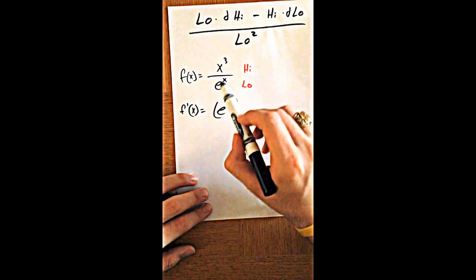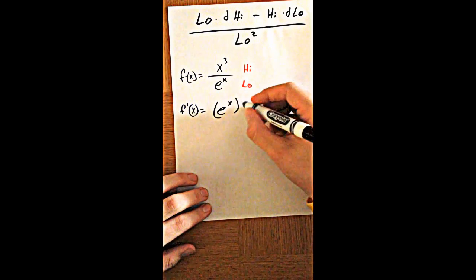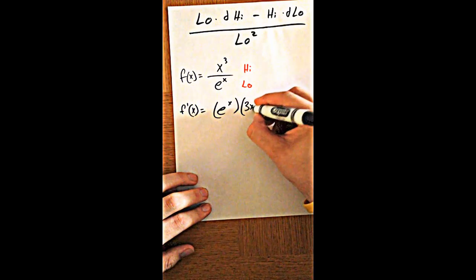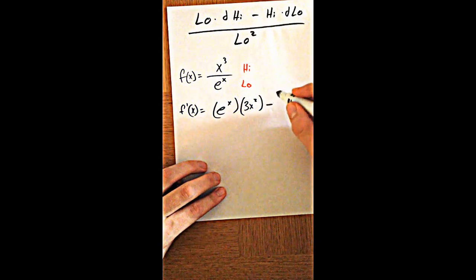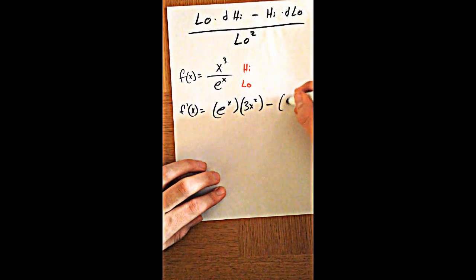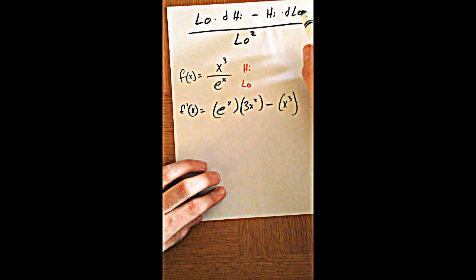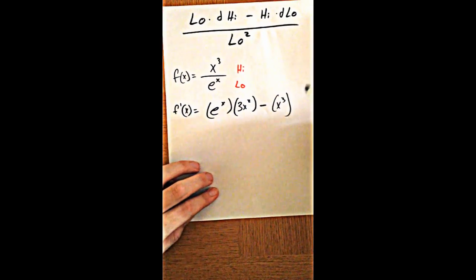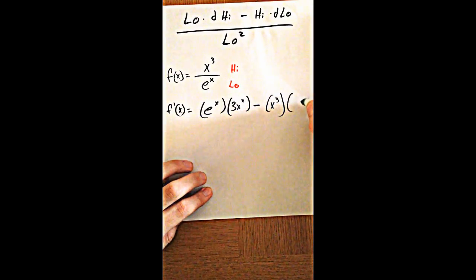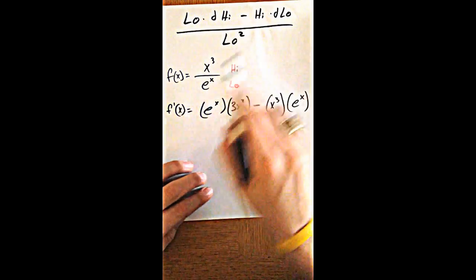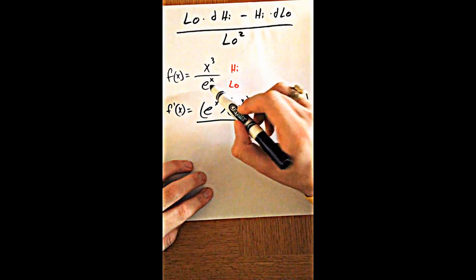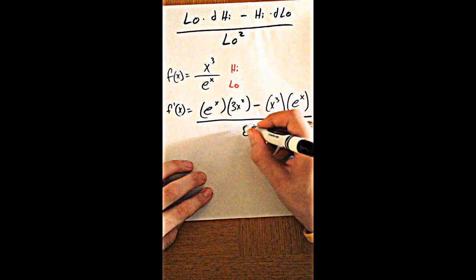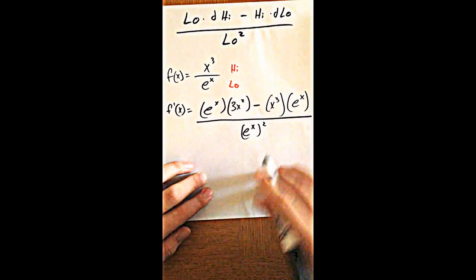d high, so the derivative of x cubed, which using the power rule is 3x squared, okay, minus high, or x cubed, d low. Now if you recall, the derivative of e to the x is simply e to the x. And all of this is going to be divided by the square of what's below. So e to the x squared.